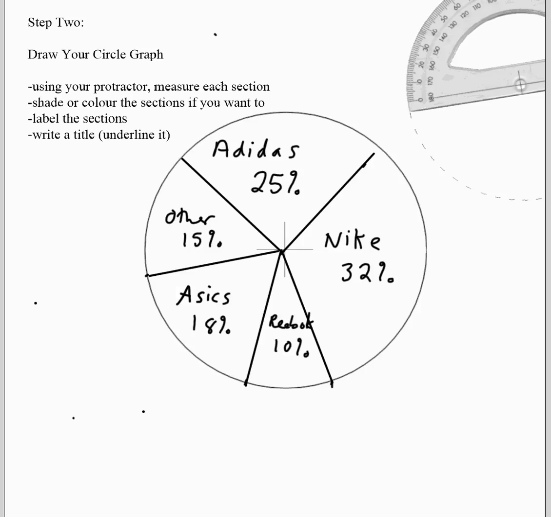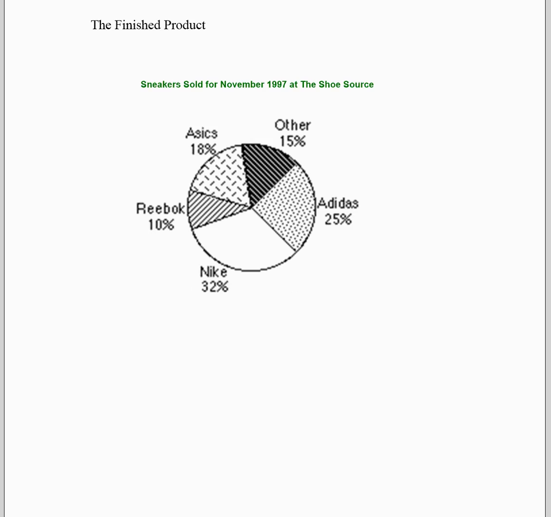The only other thing we need to do, we have a graph, we need a title. So we need to title it shoes sold at the shoe source. And when we have a title, we always underline our title. If you wanted to add colors or things like that, you could, but your graph needs to have a title. It needs to have labeled sections with percentages, and make sure you're using a ruler and a protractor. And your finished product, here it is, but there's another look at what the finished product will look like. This one has different colors for each section. So that's how you make a circle graph.